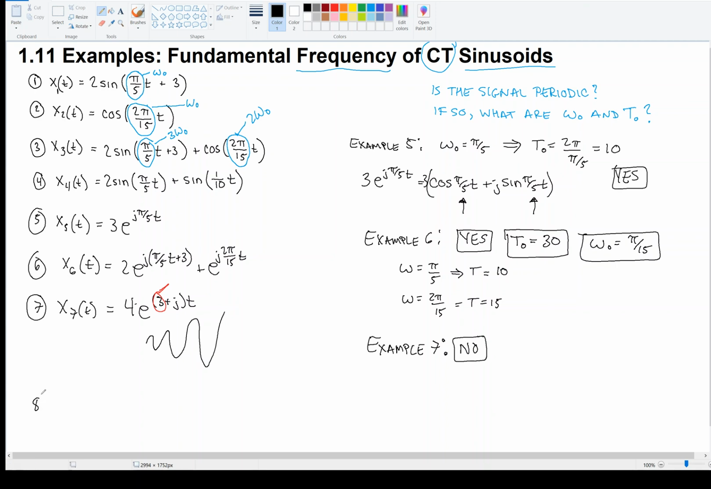Okay, and let's look at another one, example 8. How about 4 e to the negative 2t? Okay, think about that. Example 8. Example 8 is not periodic. This is a decaying exponential, so that certainly does not repeat.